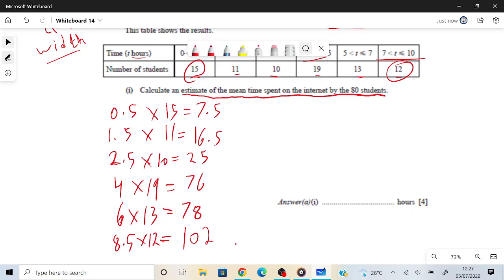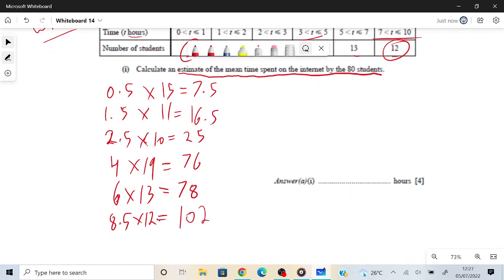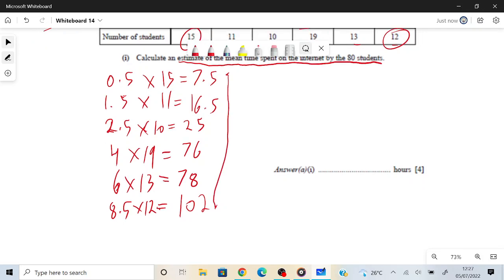So now that you have all your values over here, the next thing you want to do is add them all up. Add all these values all the way from here to here. All the values here, you want to add them all up. So let's just represent the addition sign here. That means simply adding them.